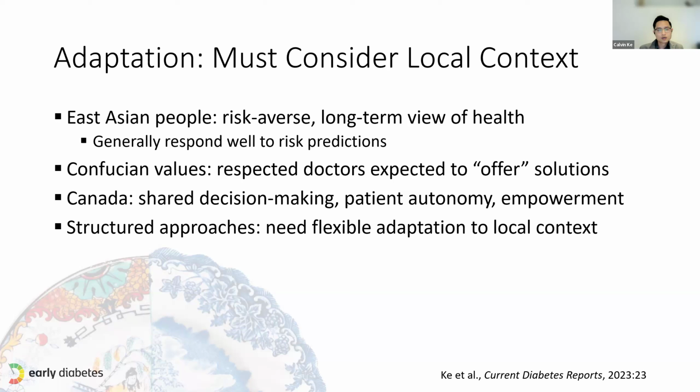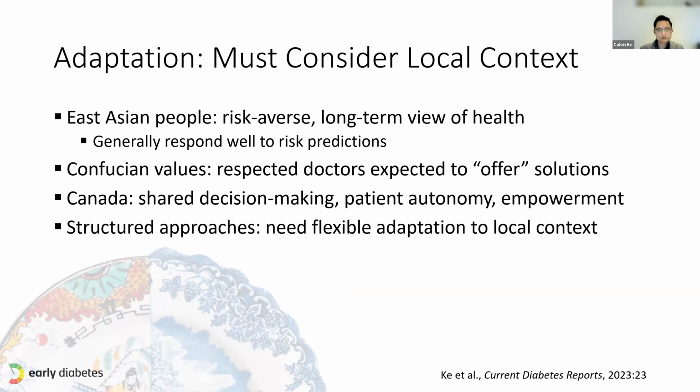In East Asia, there are a lot of health economic studies that show that people generally hold, and obviously it's not to generalize or paint with a broad brush, but in these health economic evaluations, there tends to be a more risk-averse long-term view of health that does respond very well to risk predictions. And so that might be one aspect of the population that supported the success of an approach like this.